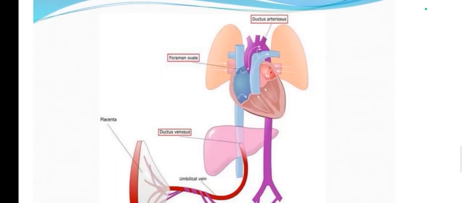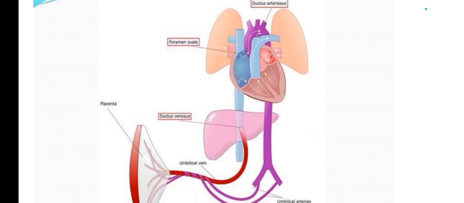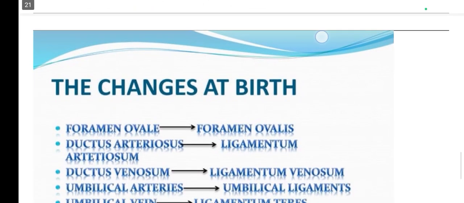So here you can see the ductus arteriosus, foramen ovale, and ductus venosus. The blood flows from the liver. Some blood will be in the liver, then it goes to the right atrium and to the ductus arteriosus. Some blood goes into the left atrium and ventricles.